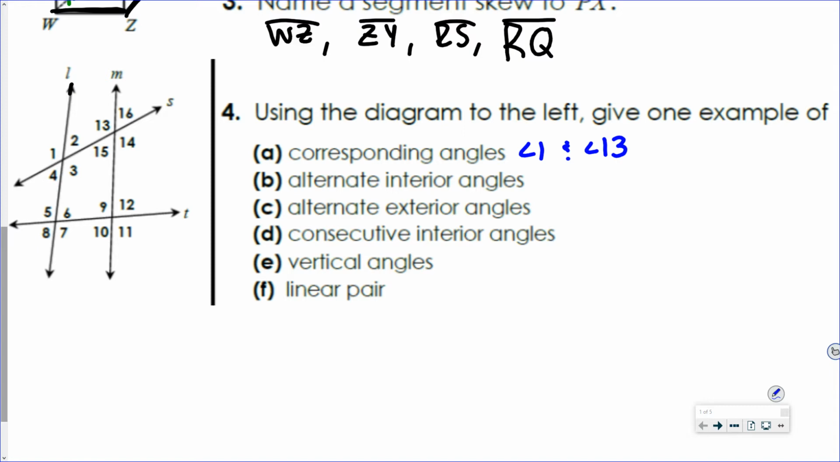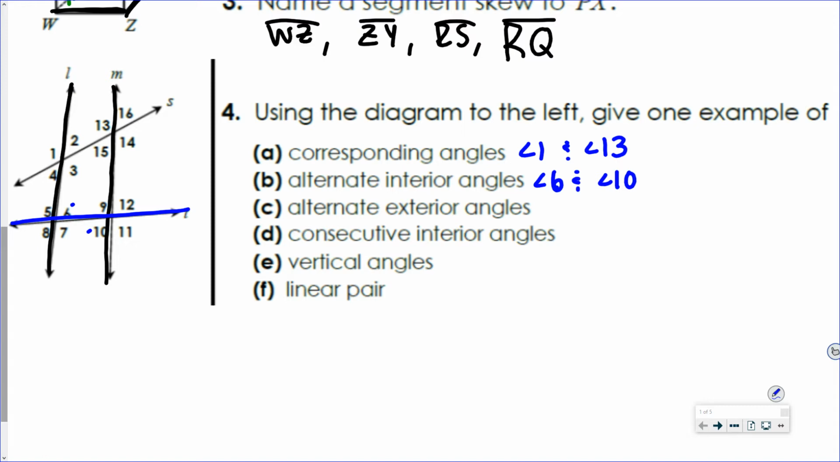Alternate interior angles. I still used L and M for this example, but this time I said, what about having T as my transversal? Alternate interior. Well, first of all, in order to be interior, you have to be inside the two lines. Alternate means opposite sides of the transversal. So I said angle 6 and angle 10. Again, one or more possibilities. Looking at the same setup, we could say 9 and 7. Alternate means other side of the transversal.